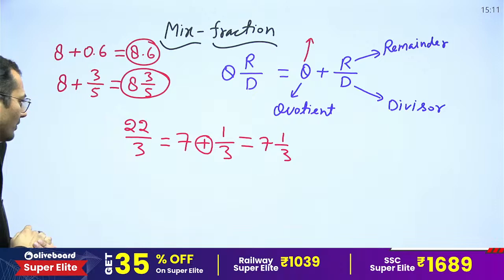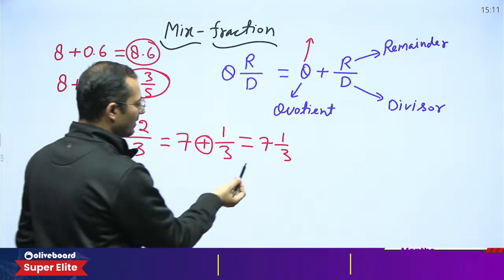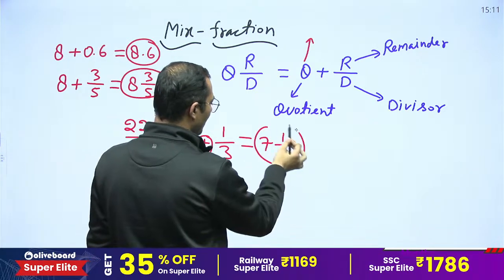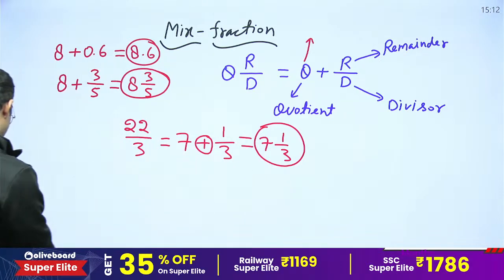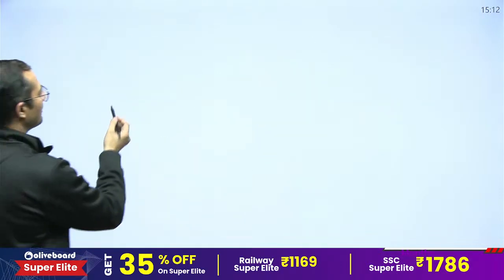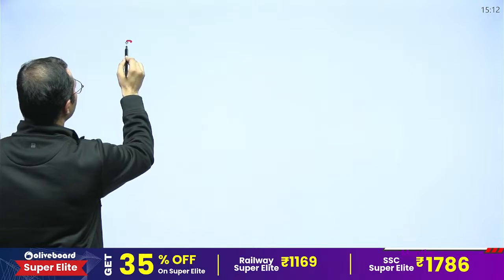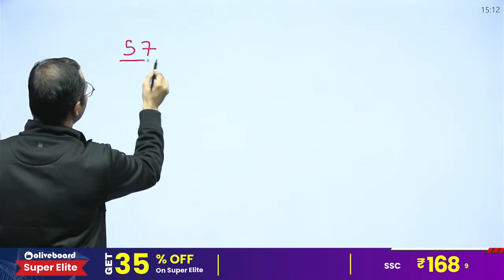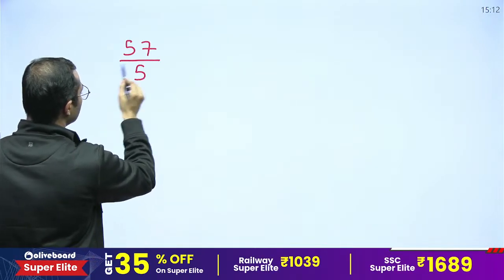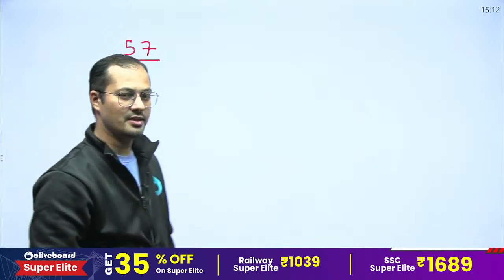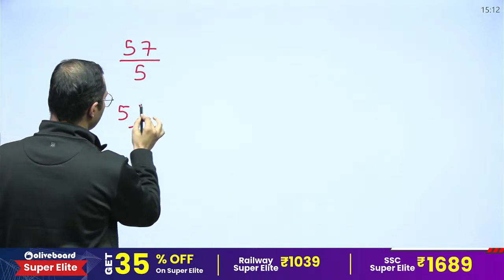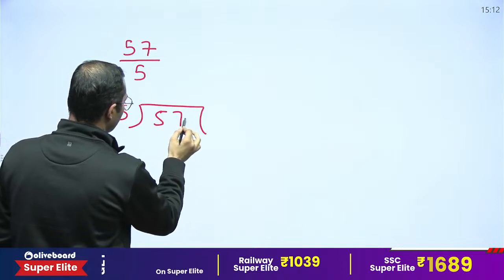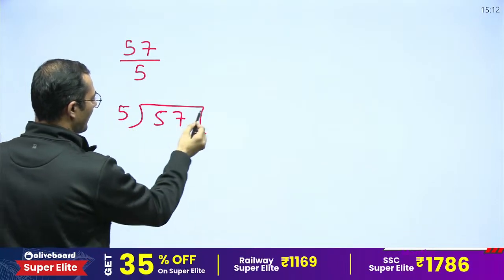When we are writing a mixed fractional number, what is the correct form? Let's take an example. If I say 57 divided by 5, just write it in mixed fraction. So 57 divided by 5.